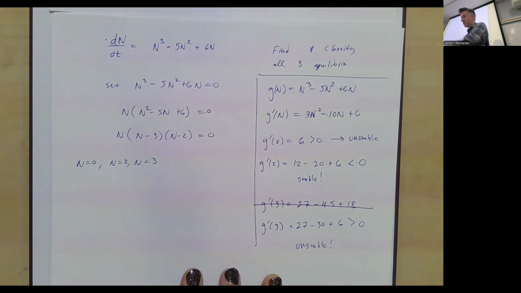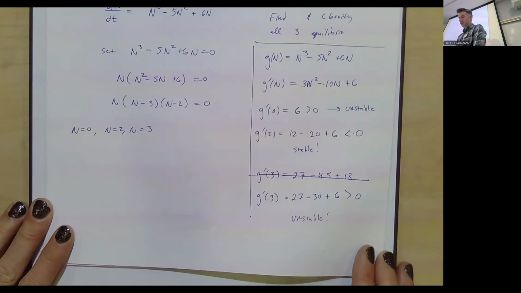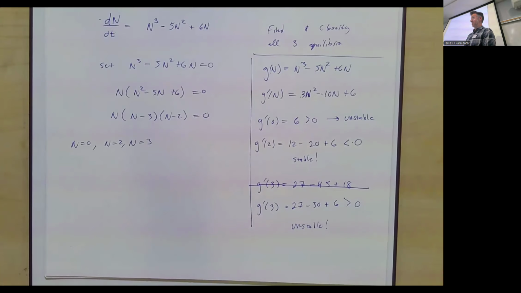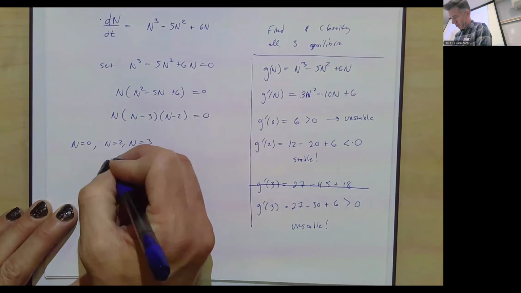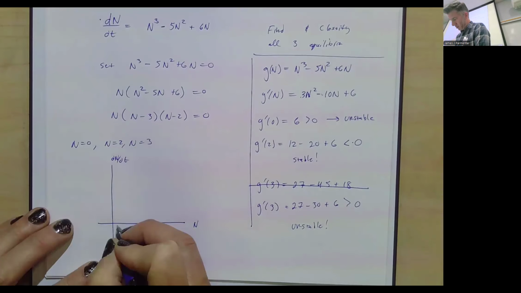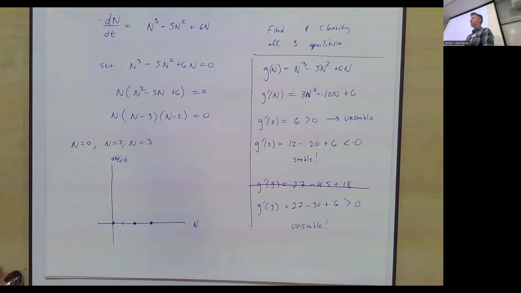Or more easily, in my opinion, graphically, I've got a cubic function. The intercepts are 0, 2, and 3. And I know that it's going to be going up at the very end because it's got a positive leading coefficient. So I know it's going to look like this.